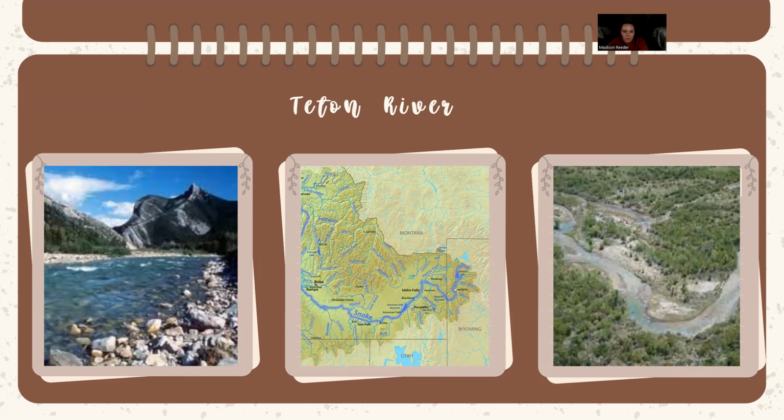One of the coolest things about the Teton River is that because of where the river is located, on the west side of the Tetons, the Teton River receives the most rainfall over all other rivers in this area. So just with the location of it compared to the mountains, that's pretty cool. And these are just some pictures of the Teton River.